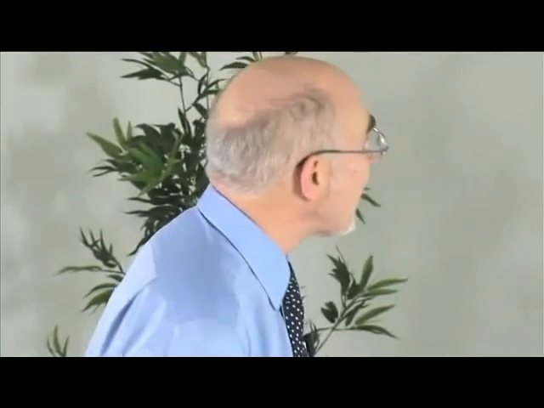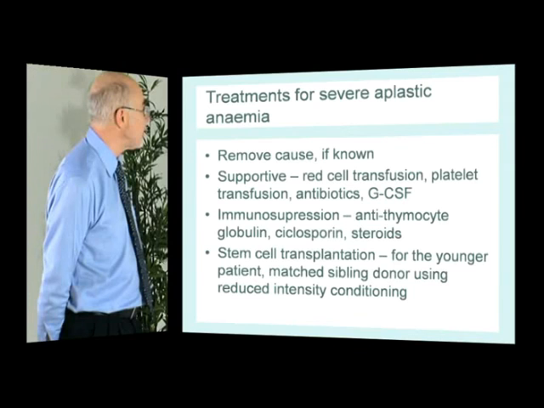We'll now think about aplastic anemia and its treatment. First of all, you have to remove the cause if known. As mentioned already, careful drug history, careful history of occupational exposure to toxins, history of virus exposure, particularly the hepatitis viruses. Supportive treatment will be necessary for the majority of patients.